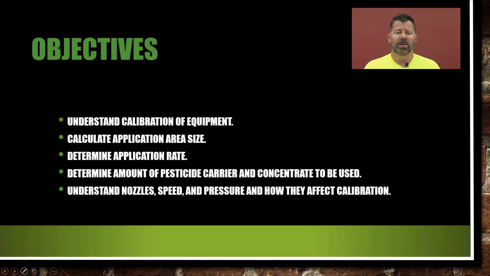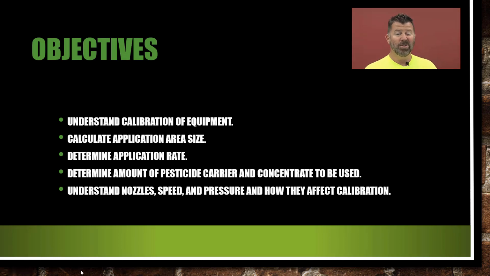Calculate the application area size, guys. We need to know how big the property is, or the size of the field is when we're applying pesticides. That's going to be determined by length times width. We need to know some basic math here. Then we're going to determine the application rate and where we find that information. We're going to determine the amount of pesticide carrier and the concentrate that's going to be used in our pesticide application. And then understand the nozzles, the speed and the pressure, and how that can affect the calibration of your equipment. So some pretty important objectives there, guys.